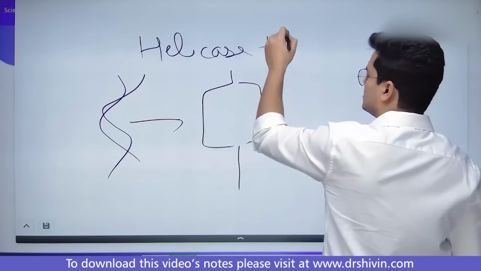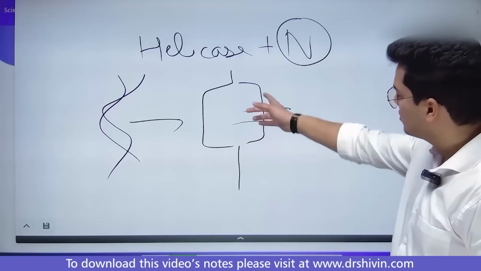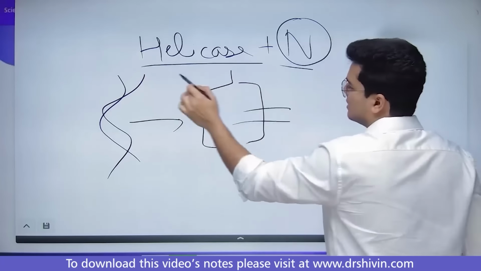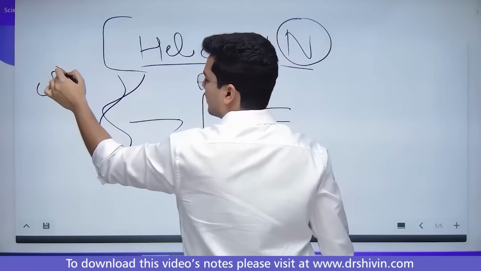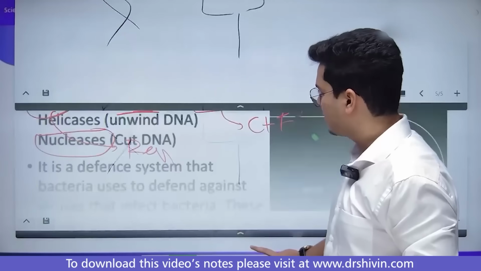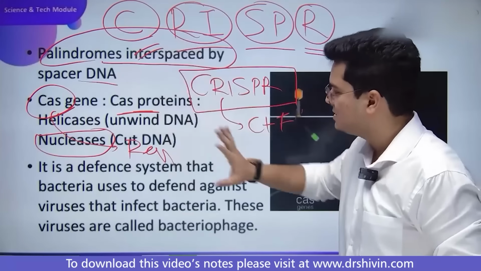एंड द अदर थिंग इज न्यूक्लियस. न्यूक्लियस क्या करता है? कट लगाता है. सो हेलिकेज एंड न्यूक्लियस, these are the 2 parts of Cas9. Clear? Okay. Now CRISPR हमें समझ आ गया, Cas9 समझ आ गया.